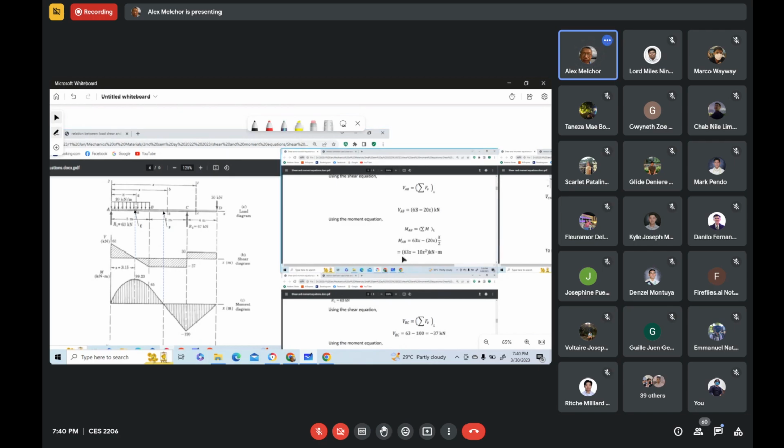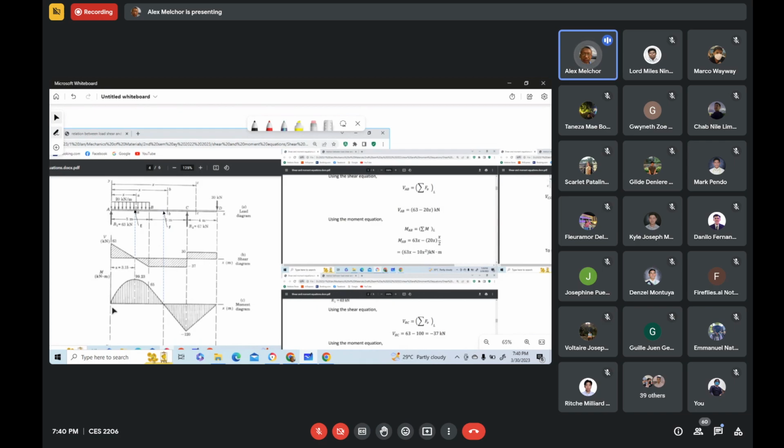So here, the first term is zero minus zero. Moment equation for segment AB therefore is, or the moment at A therefore is zero. The moment at section A is zero. So that's why you have here zero.